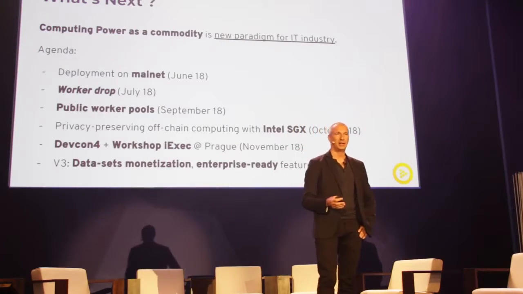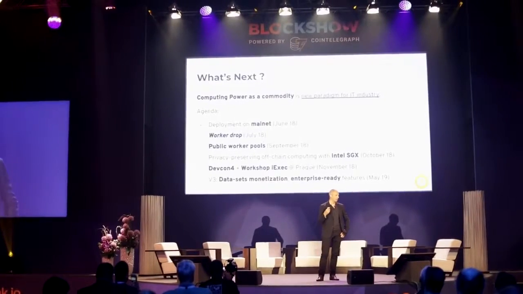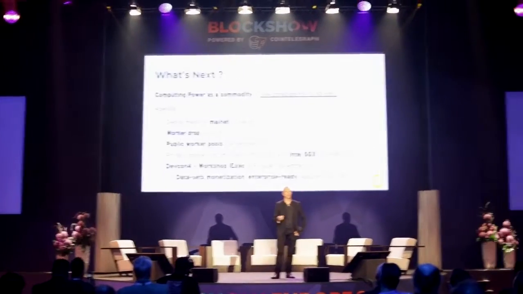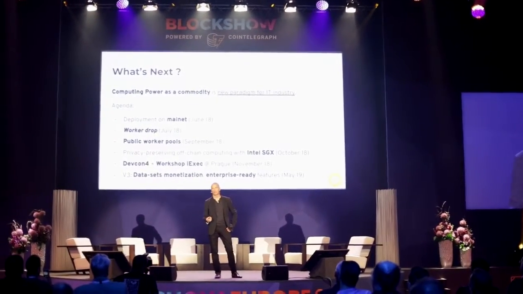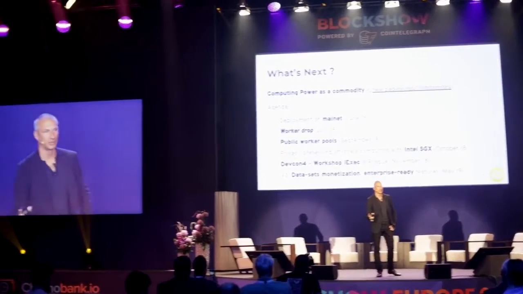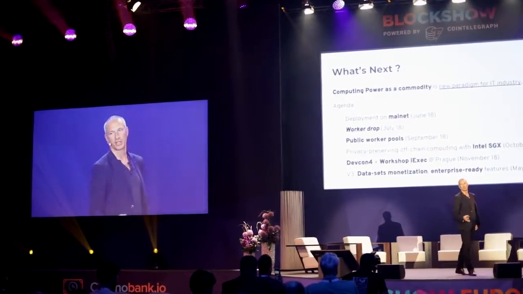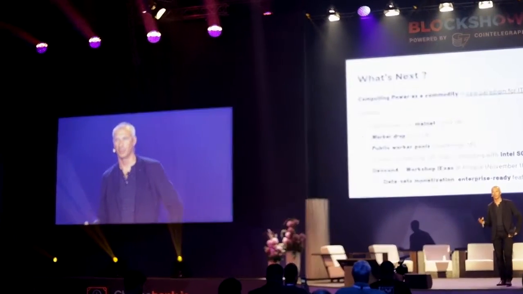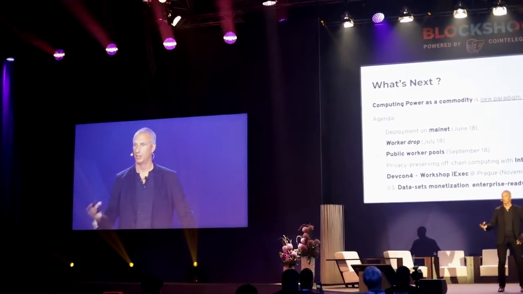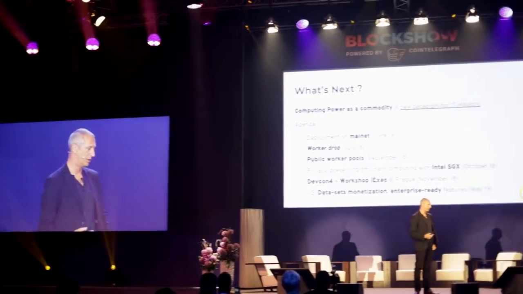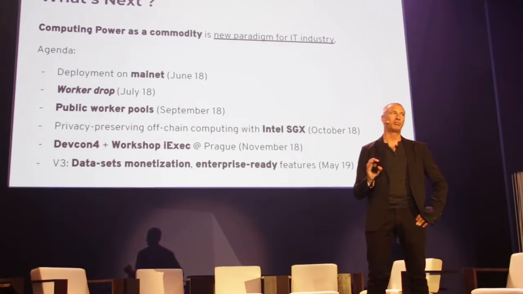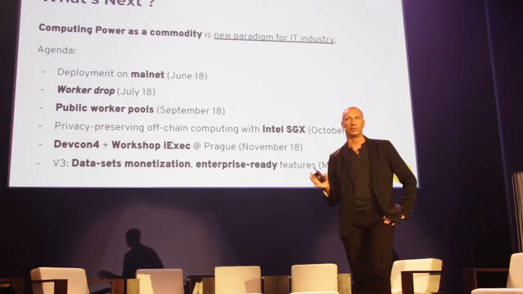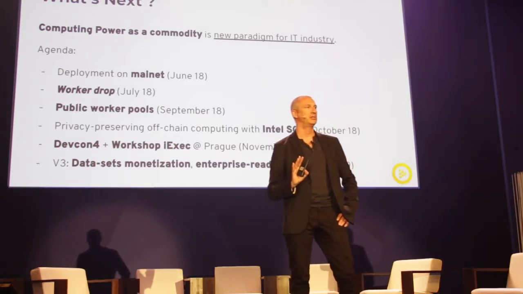As soon as it's on mainnet, we're going to do what we call the worker drop. So worker drop is like an airdrop, but for workers. So we are going to create a worker pool for like 48 hours, something like that. We're going to launch some tasks, and anyone who connects as a worker to this public worker pool is going to have some free RLC. The public worker pools are scheduled probably for September, October, but we have no timeline right now.